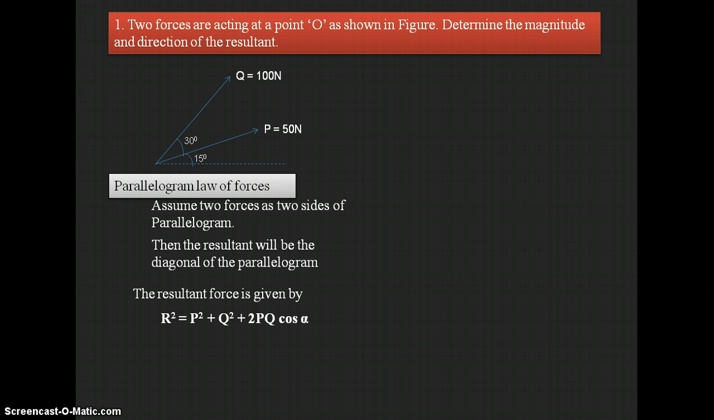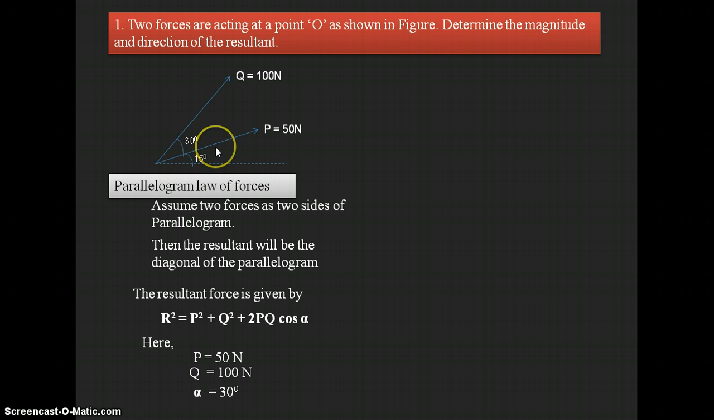We have already discussed the formula: the resultant force is given by R square is equal to P square plus Q square plus 2PQ cos alpha. So we need to substitute the values here. According to the problem, P is equal to 50 newtons, Q is equal to 100 newtons, and alpha is 30 degrees. The alpha represents the angle between the two forces which we are assuming as two sides of the parallelogram. So we need to consider this 30 degrees only.